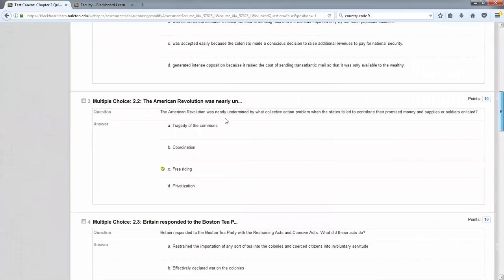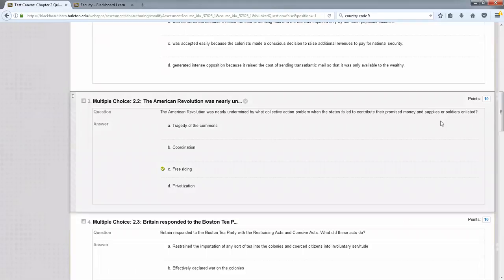The American Revolution was nearly undermined by what collective action problem, when states failed to contribute their promised money and supplies for soldiers enlisted? That is known as free riding. When people realize that they get the benefits of certain collective actions without actually having to put in any resources, that is known as free riding.